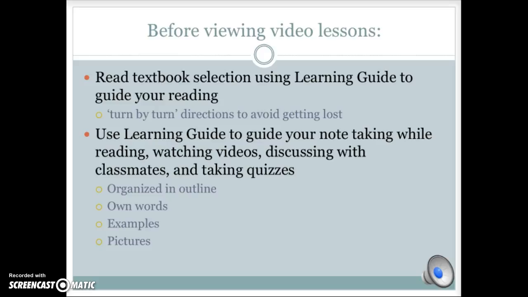Before viewing video lessons, it is important to read the textbook using the learning guide as your turn-by-turn directions. Then use the learning guide to take organized notes in your own words with examples and pictures.